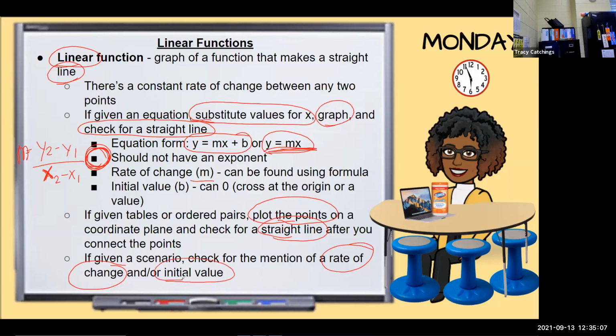What's another name for rate of change? Slope. Squeeze that in there. Another name for rate of change is slope. What's another name for initial value? At the origin. That's our y-intercept, because it's where it crosses the y-axis. So if you got that, definitely squeeze that in there. We're going to be using that information to help us in determining if these functions are linear or non-linear.